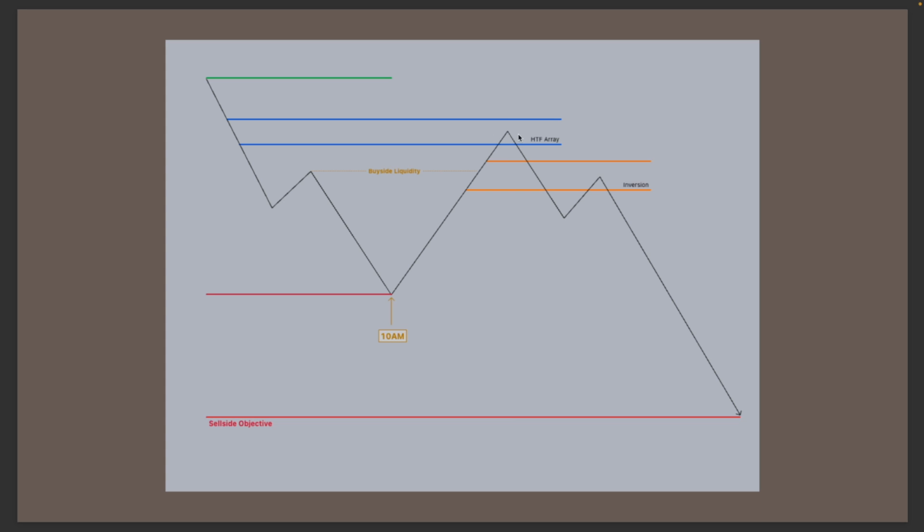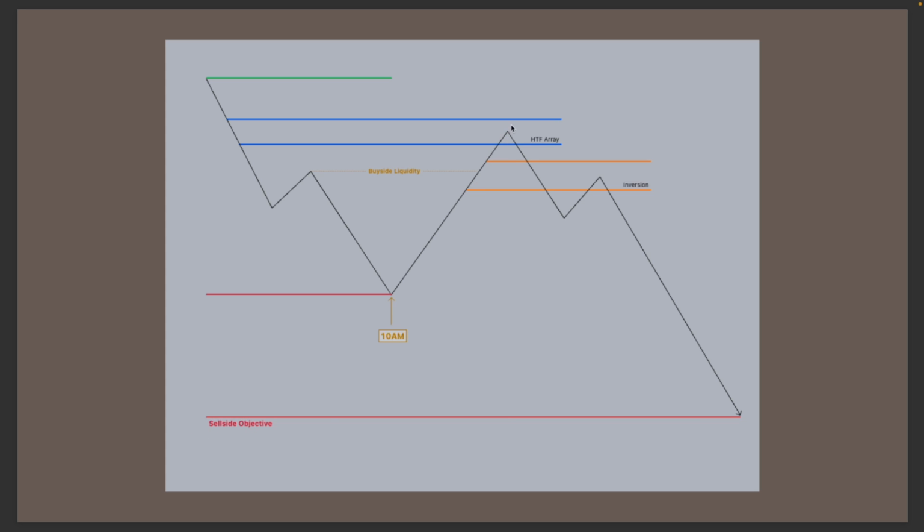entry is preference, but I typically like to use an inversion. You can use the classic 2022 model, just a SIBI here since we're bearish. I like to use inversions because it is the final confirmation that we should go lower and continue reaching for sell side. Why is that the final confirmation? Because we're back up into a premium and we've swept the buy side and we've left the sell side objective.